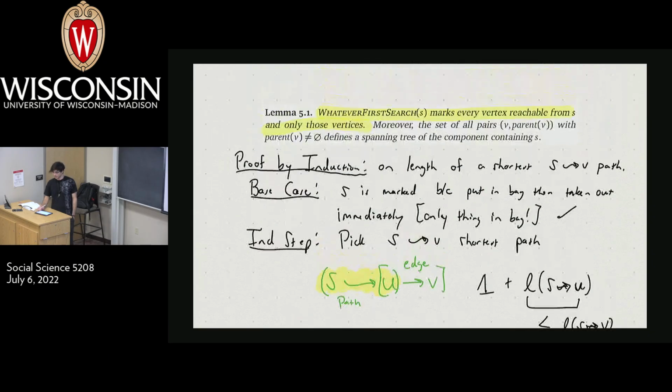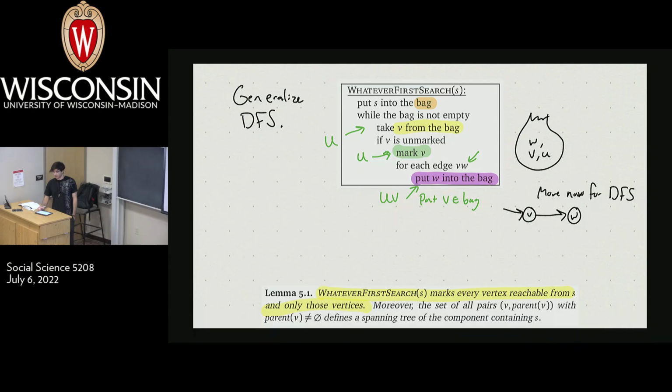And notice this is actually an if and only if. If something's not reachable from S, we will not mark it. And why is that? Because if it's not reachable, there's no path, there's no sequence of edges to follow to get there. And so if our procedure just follows sequences of edges, well, we definitely can't get there. So it's actually an if and only if. Any questions on that?